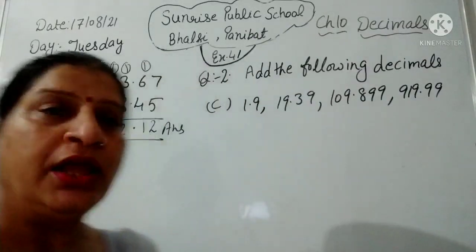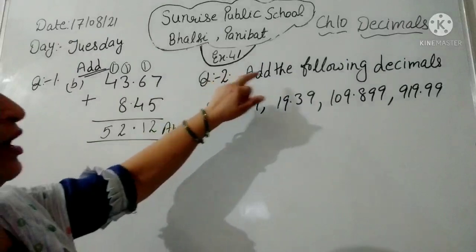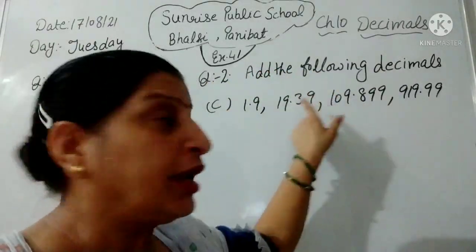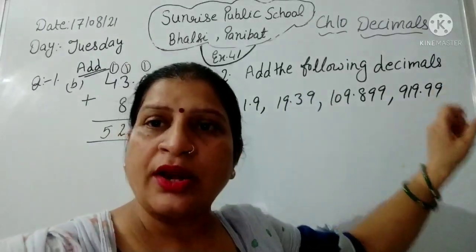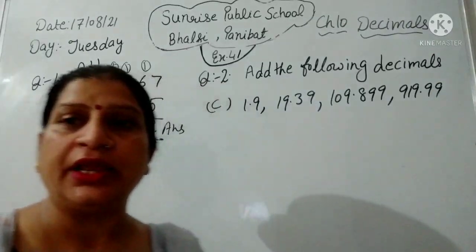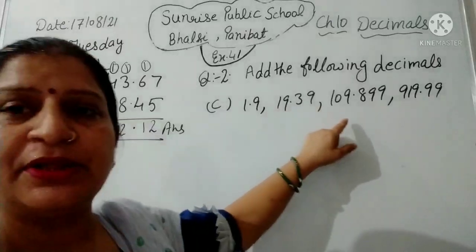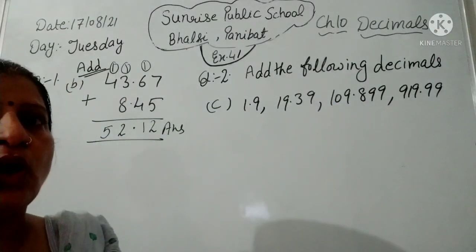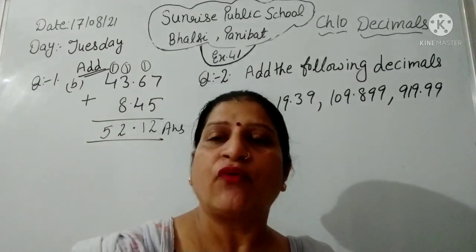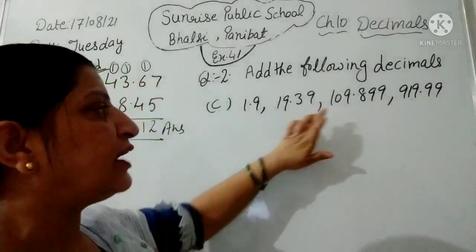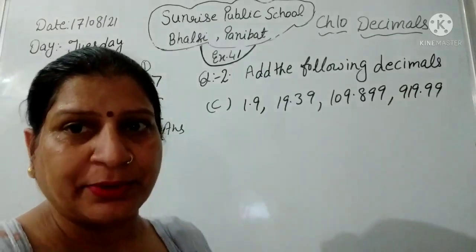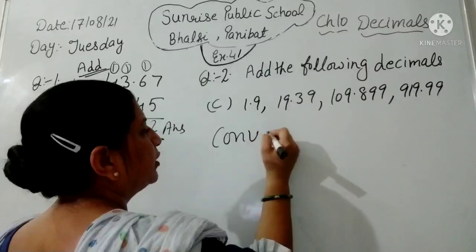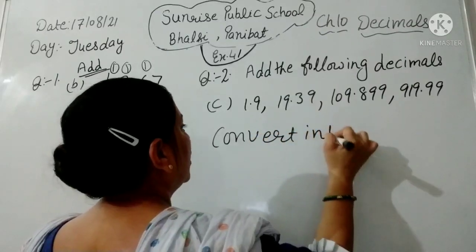Clear this one? Now we add the decimals when they are given in a horizontal way. In the horizontal way, firstly you have to arrange the decimals column-wise. To arrange them column-wise, firstly we have to convert the decimals into like decimals. So we write here convert into like decimal.